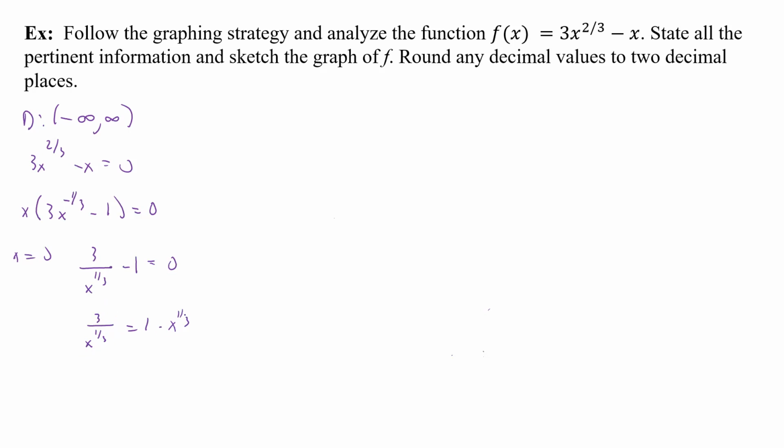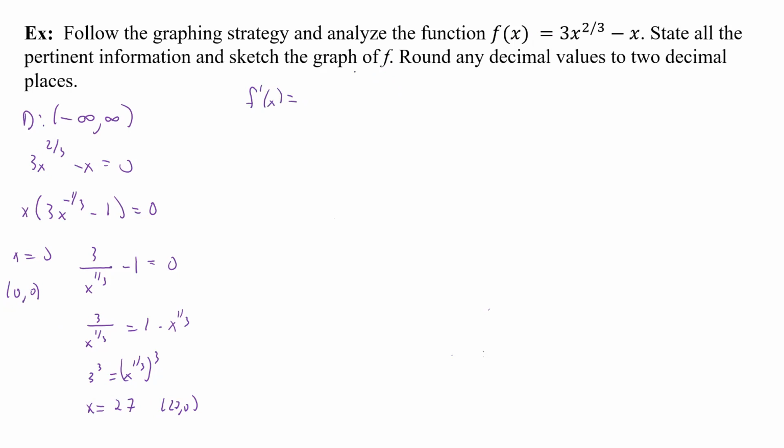If I want to solve for x here, what do I have to do? Well, I have to cube both sides. So 3 cubed equals x to the 1/3 cubed. And so x is equal to what? 27. Okay. So that would give me this. And so then I would have 0, 0, and I would have 27, 0. So those are 2 points where I'm going to cross the x-axis, or at least get to the x-axis. Okay. Now, the next thing I need to do is think about taking derivatives.